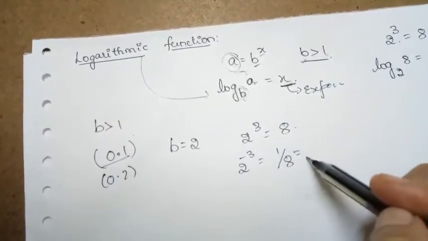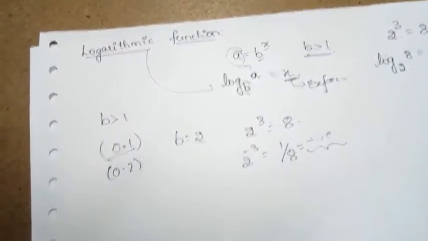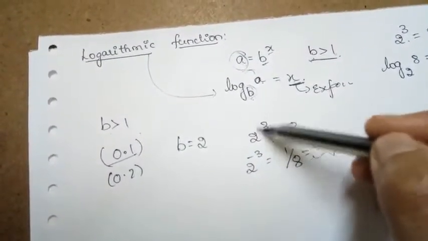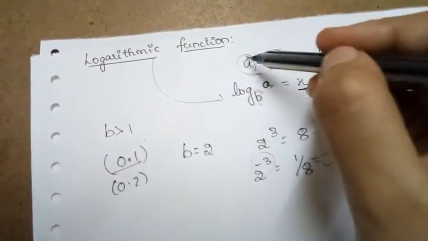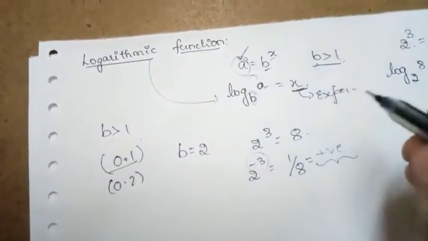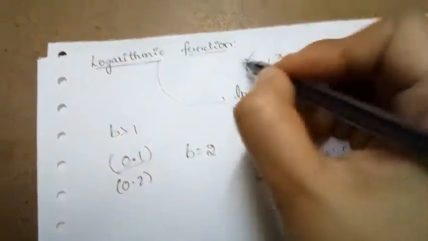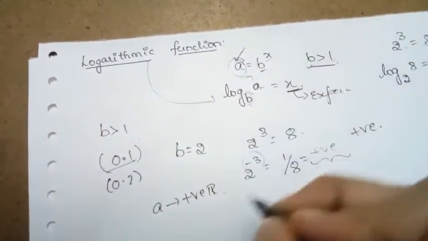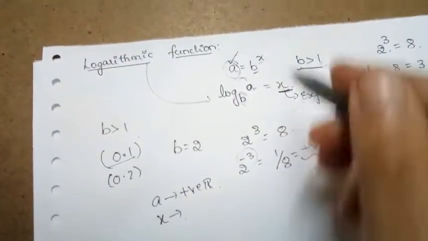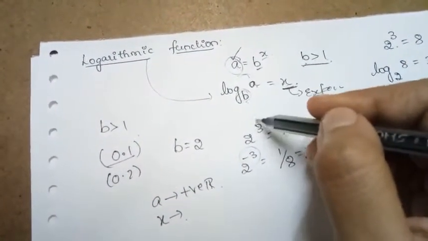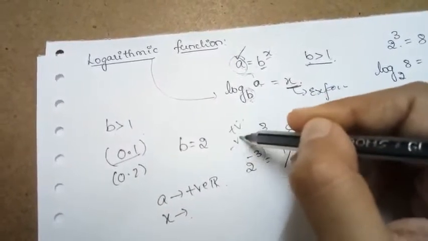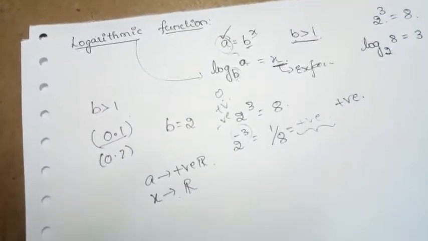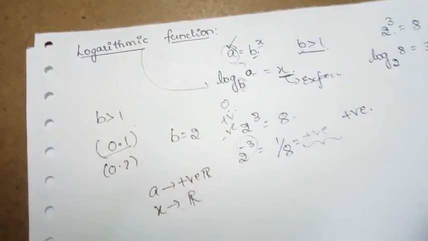So whatever value you get here, it will be a positive value. Whether the exponent is positive or negative, the value of a will always be positive. So the value of a is always a positive real number. Then what will be the values of x? Clearly x can take positive values as well as negative values, and it can even take 0. So x is the set of all real numbers.